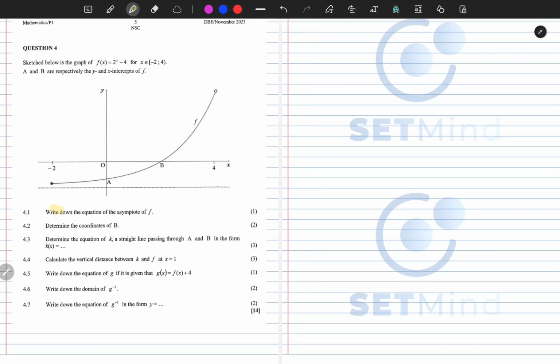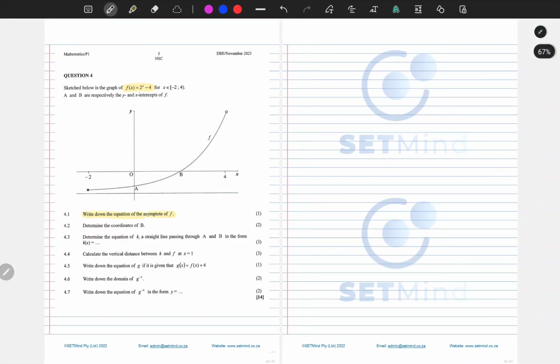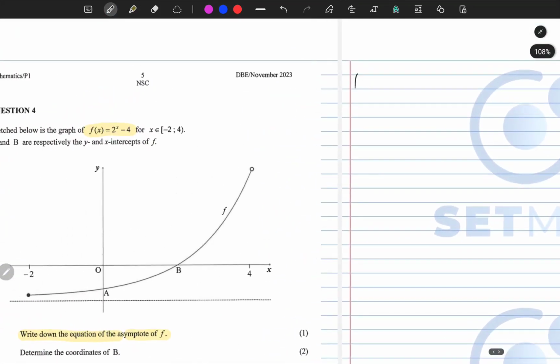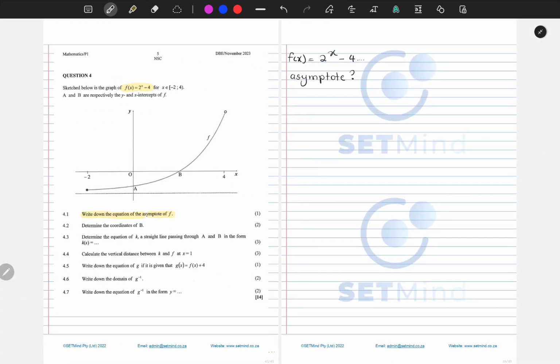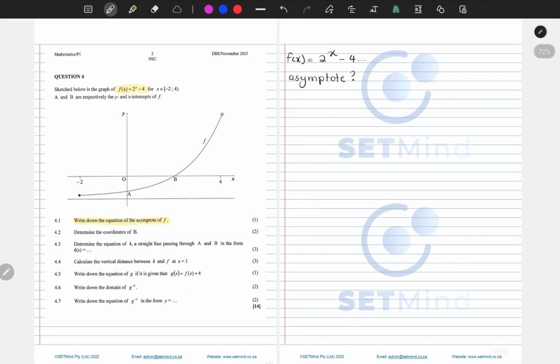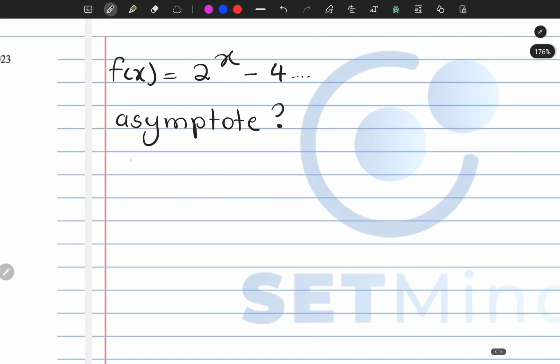The first question, 4.1, reads, write down the equation of the asymptote of f. So f is the graph which is given by that equation there, which is f of x. Let's quickly write down the equation. It is f of x equals 2 to the x minus 4. And what they want is the equation of the asymptote. So now the general question which you should ask yourself is, how do you determine the equation of this asymptote? I'm just going to give you a general rule.